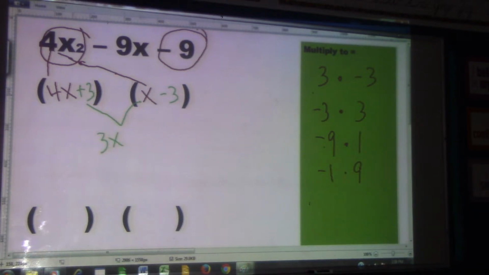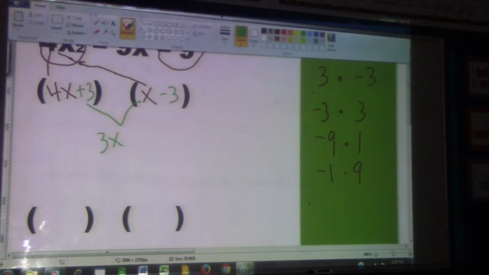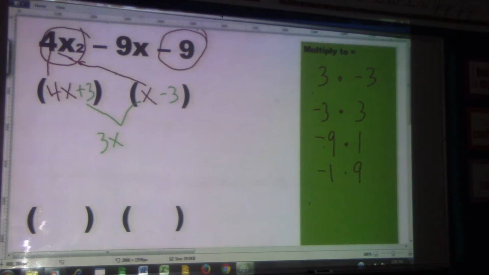Then the next thing we want to do is multiply the outer numbers here, and that is the 4 times the negative 3. What is 4 times negative 3? Negative 12. Negative 12x. And now we have to use our adding and subtracting rules. We have a positive 3 and a negative 12. What would that be, class? Negative 9x. Negative 9x.